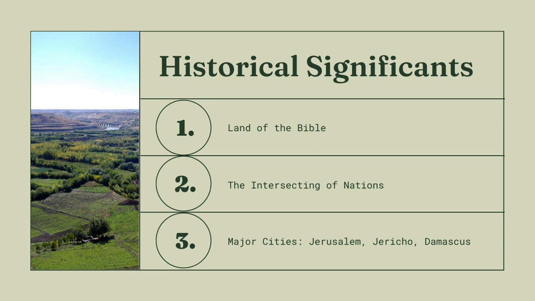You have the intersecting of nations and then major cities, of course, Jerusalem, Jericho, Damascus. Now, in terms of context, you would add a city like Tel Aviv, areas like Lebanon, Syria in the northern part of this, which is where Damascus is. So this is the land of the Bible that will be the background upon which all of our study is going to be.